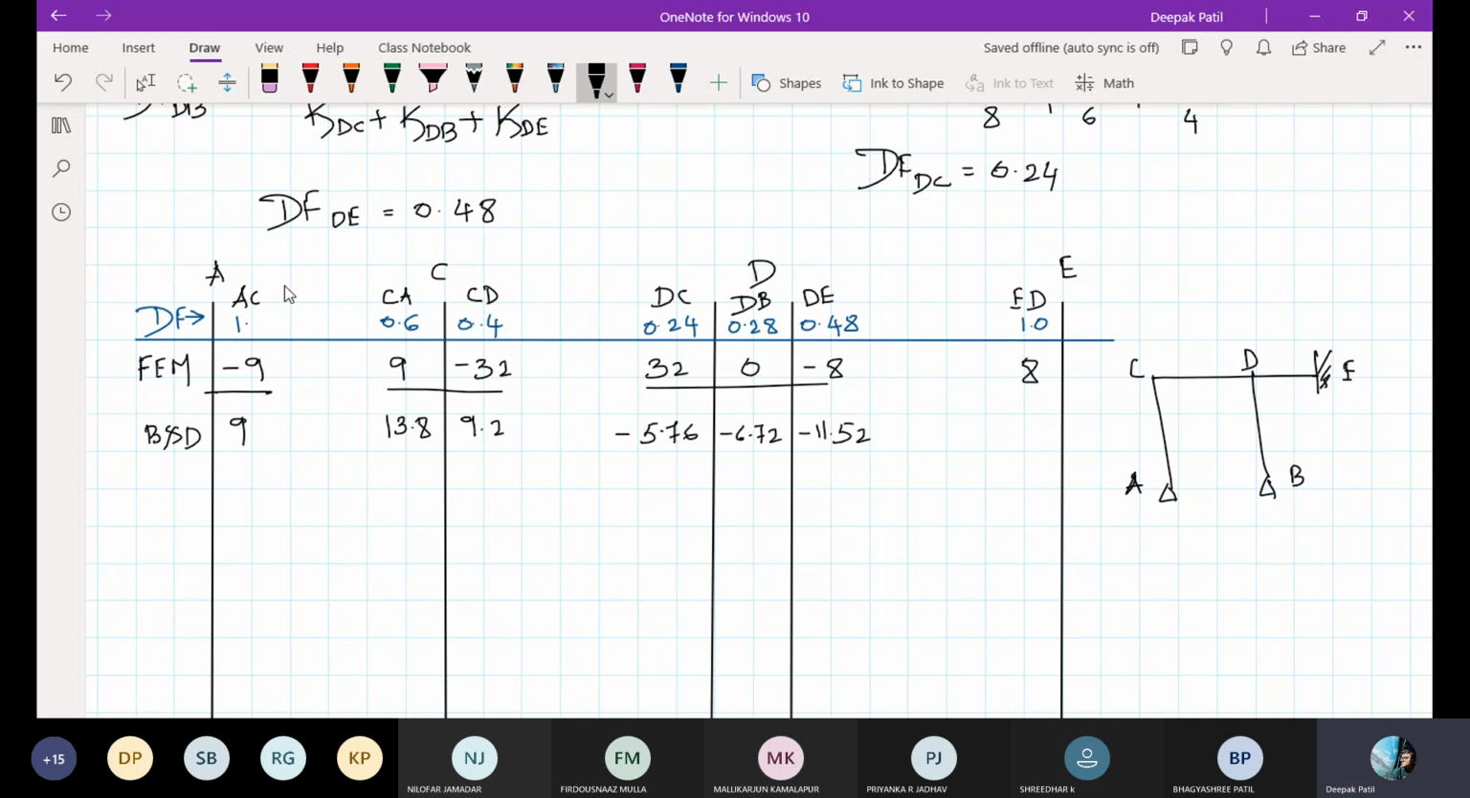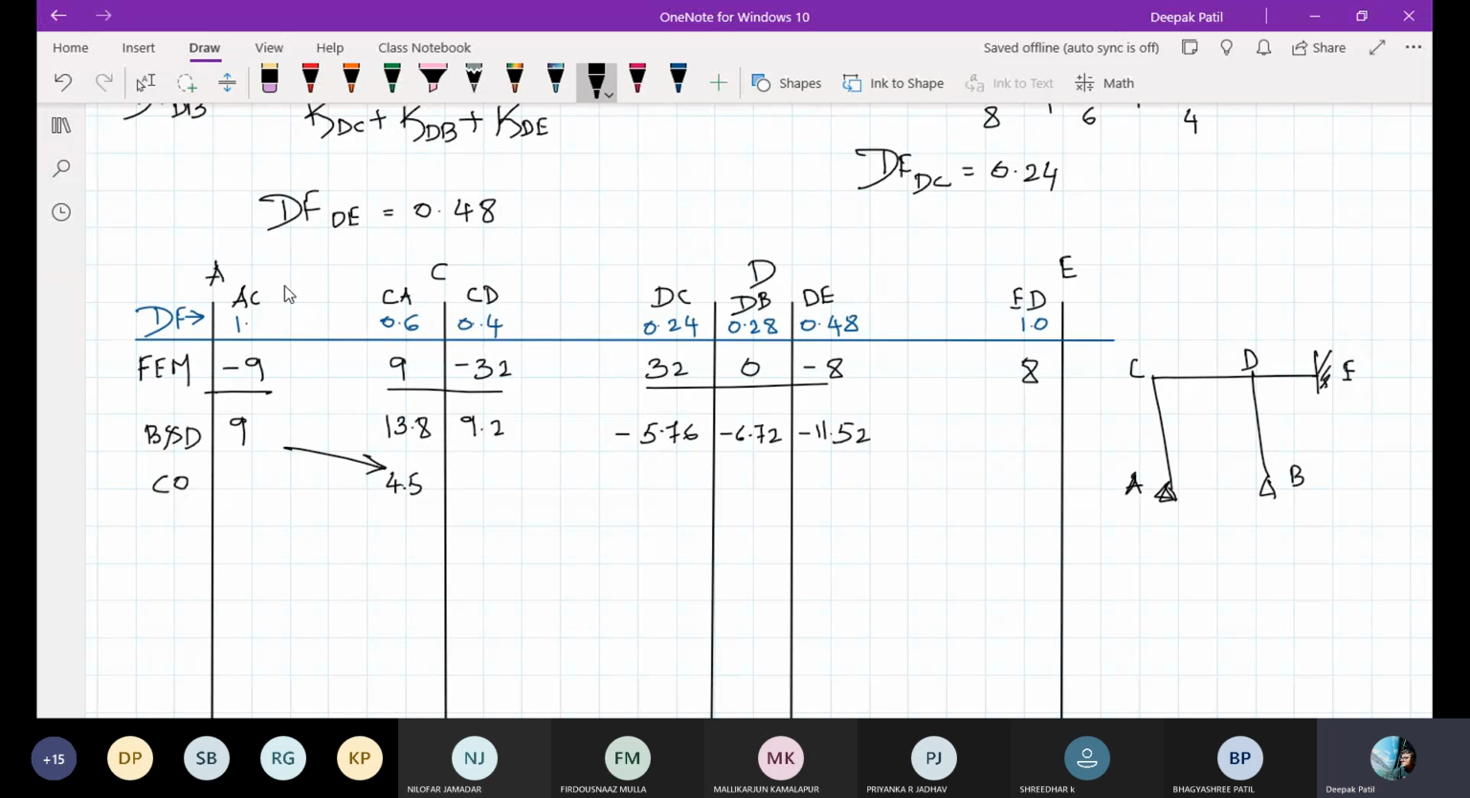No need to balance this, so don't worry about that. Then the next step, carry over. Will you carry over from A to C? Yes, you should carry over from A to C. Will you carry over from C to A? No, you should not, because A is an original pin support, so to the pin support you should not carry over. So 9 divided by 2 is 4.5.